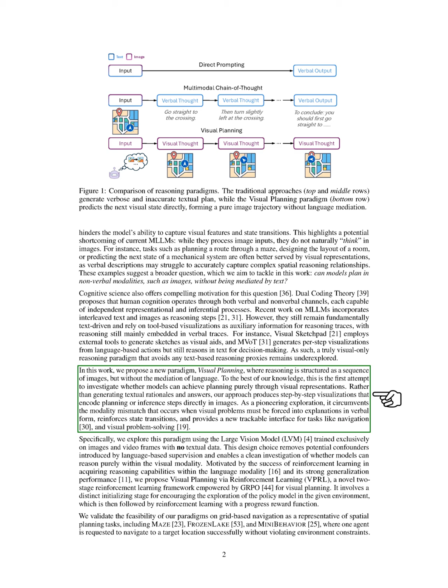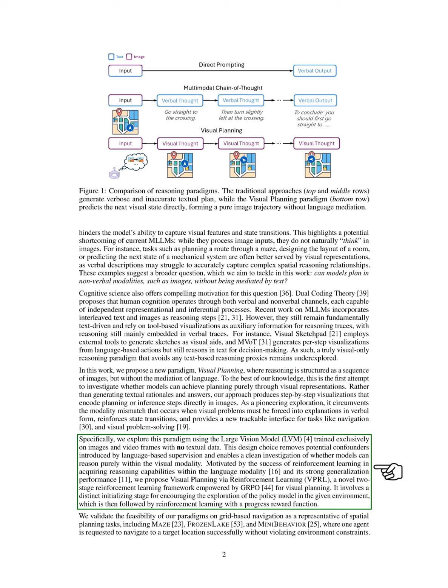We explore this paradigm using a large vision model, LVM, trained solely on images and videos, eliminating the influence of textual data. This allows us to investigate whether models can reason purely within the visual domain. Inspired by the success of reinforcement learning, RL, in language reasoning, we introduce visual planning via reinforcement learning, VPRL, a two-stage RL framework designed for visual planning. This framework includes an initial stage that encourages exploration, followed by reinforcement learning with a reward function based on progress.